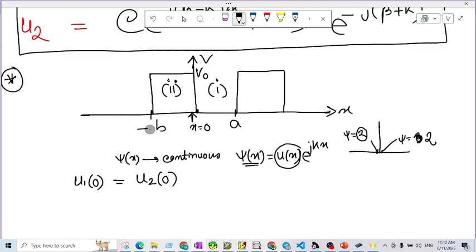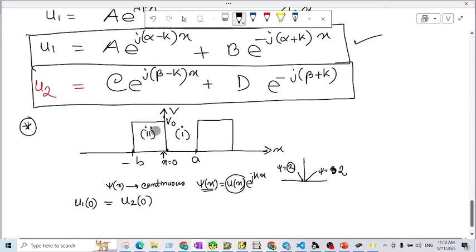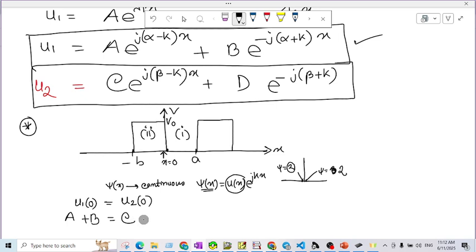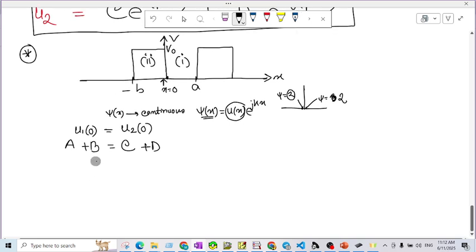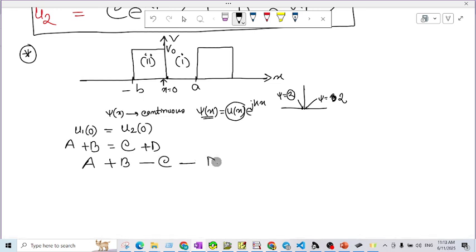So if I write x is equal to 0 here, I will get a plus b, and if I put x is equal to 0 in this equation, I will get c plus d, as e to the power 0 means 1. So I have an equation like this: a plus b minus c minus d is equal to 0. Let's make it number 1 equation.